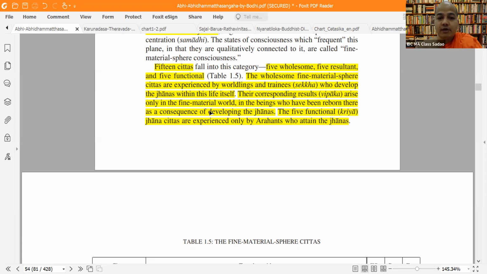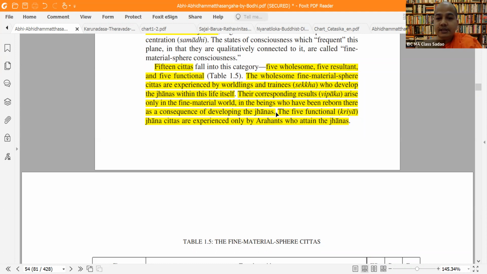Their corresponding results arise only in the fine material world, in the beings who have been reborn there as a consequence of developing the jhanas. So when somebody in this life enters into these jhanas, experiences these jhanic chittas, and while in the jhanas, in different jhanas, somebody passes away, he or she appears in the Rupa Bhumi. And then the chittas that they have there are considered as the resultant chittas. So in this life, when you develop your Rupa Jhana, you have wholesome chittas, right? Not the resultant chittas. In the Rupa Bhumi, you have the resultant chittas.